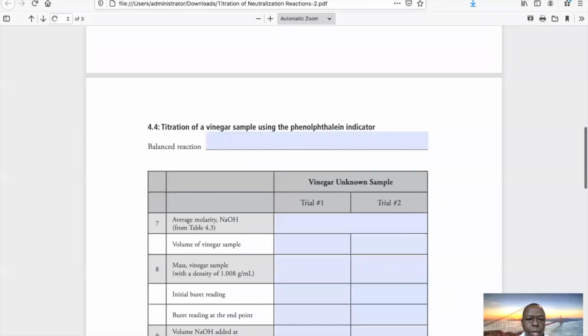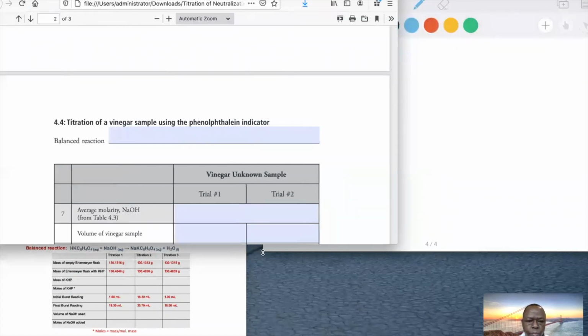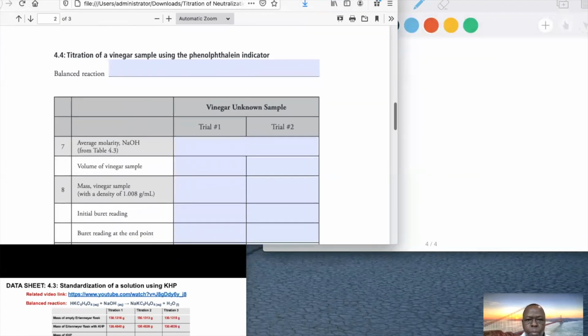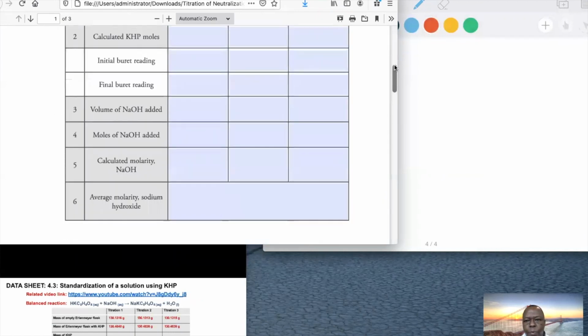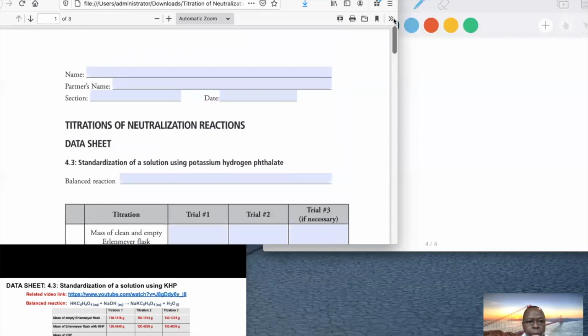This is the data sheet. If you look at this part right here on the data sheet, please read the information from Top Hat. I'm just showing you how to fill it in. You will have to write every piece of information. For example, here, fill in your name, section, and the date. Of course, you're just working by yourself.